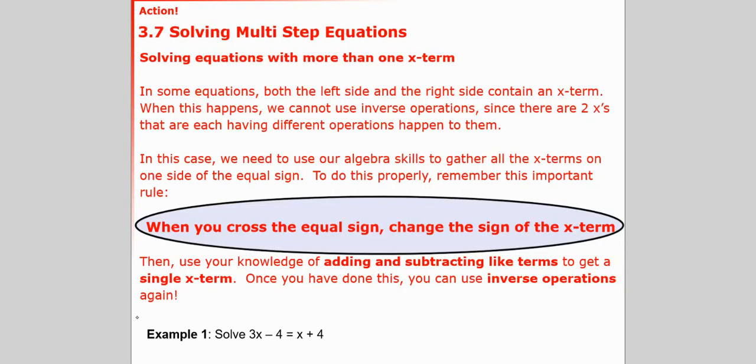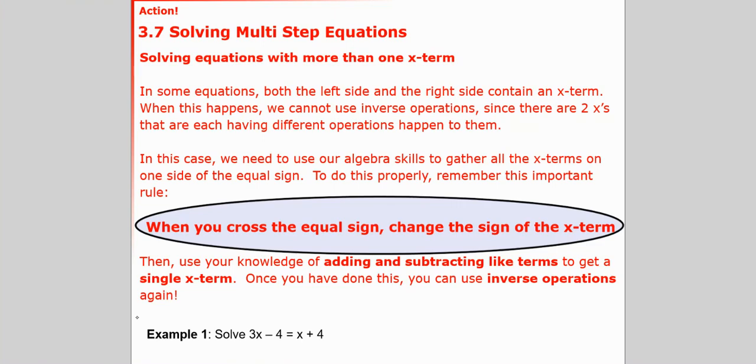Okay, when we're solving multi-step equations, we solve equations with more than one x term. In some equations, both the left and the right side contain an x term. When this happens, we cannot use inverse operations, since there are two x's that are each having different operations happening to them. In this case, we need to use algebra skills to gather all the terms first on one side of the equal sign. To do this properly, remember this important rule.